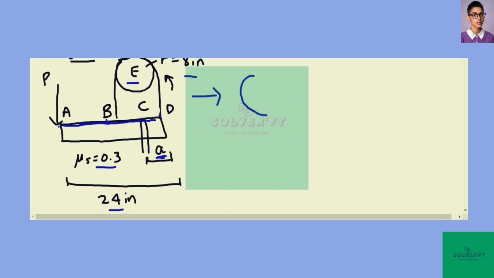So we first have the brake drum E. We have the tension TB on the left side and the tension TD on the right. We have our static coefficient of friction to be 0.3, and we have the angle between the 2 points to be half a turn, or pi radians.